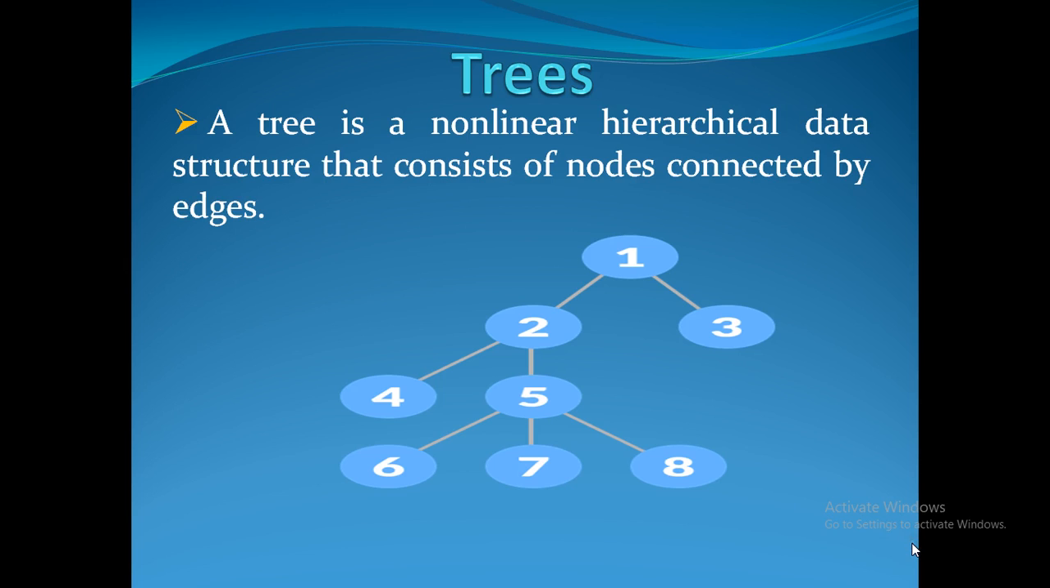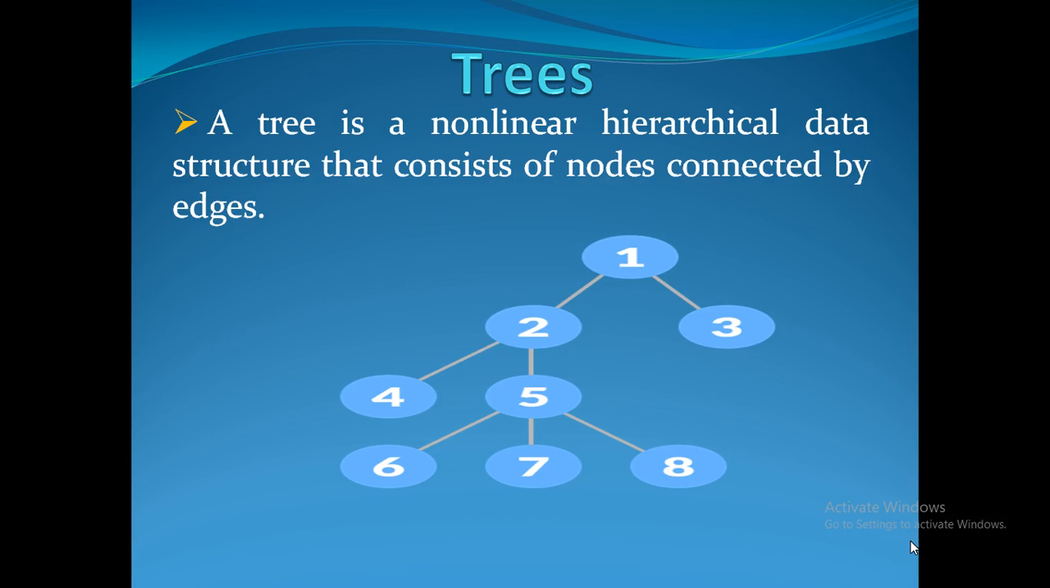Today we are going to discuss trees. A tree is a nonlinear data structure. Till now we discussed the linear data structures. Linear data structures are data structures in which the data are arranged in a sequential order, whereas nonlinear data structures have elements arranged in a non-sequential order or in a hierarchical order.